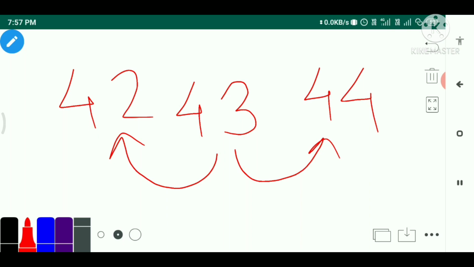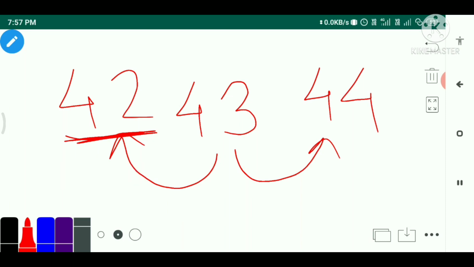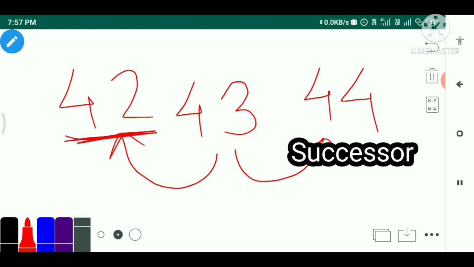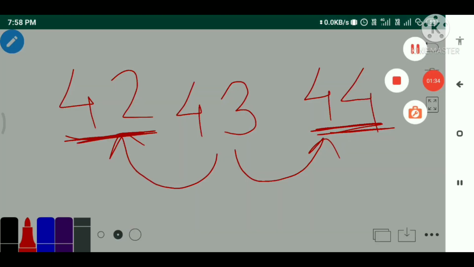So the number that is placed before a number is the predecessor. That means 42 is the predecessor of 43. And the number that is placed after a number is the successor. So 44 is the successor of 43. Clear? I hope you have understood.